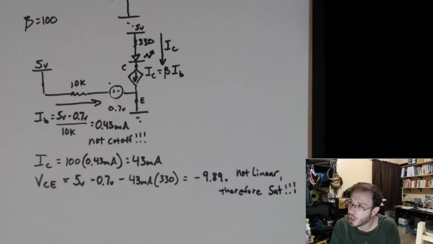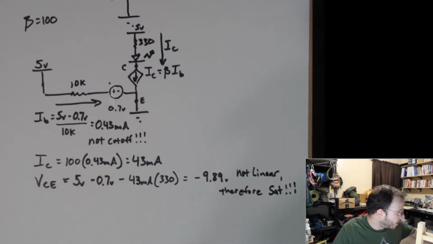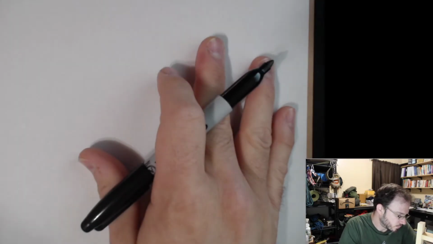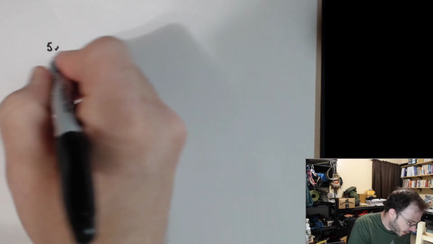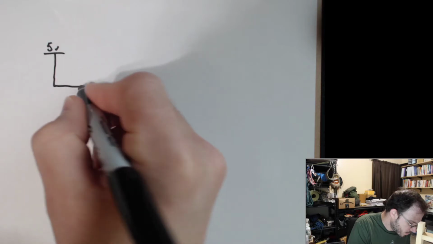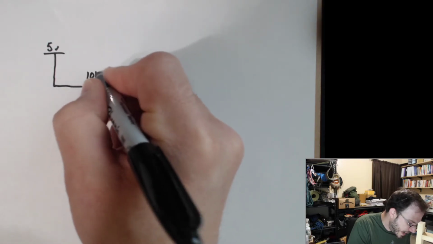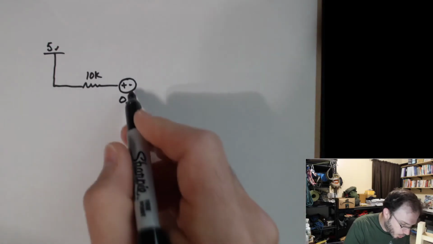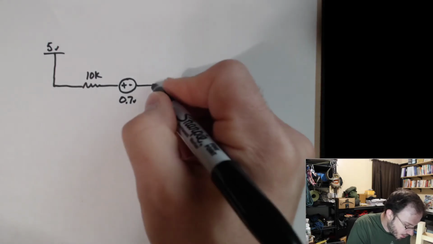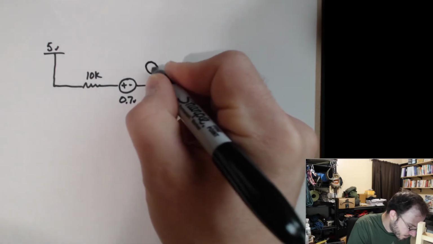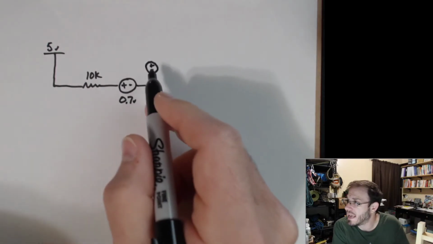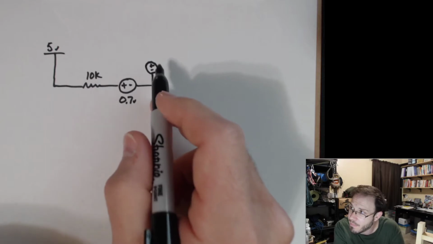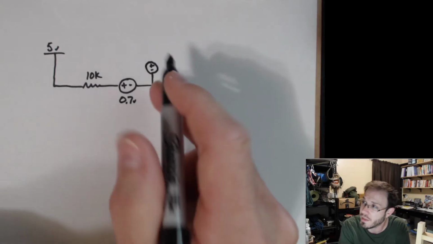So at that point, let's solve it using the saturation model. I'm going to pull out the linear model: 5 volts through a 10K, 0.7 volt drop from the base to emitter. And if the transistor is behaving like it's in saturation mode, then we have a 0.2 volt drop that's fixed between the collector and the emitter.